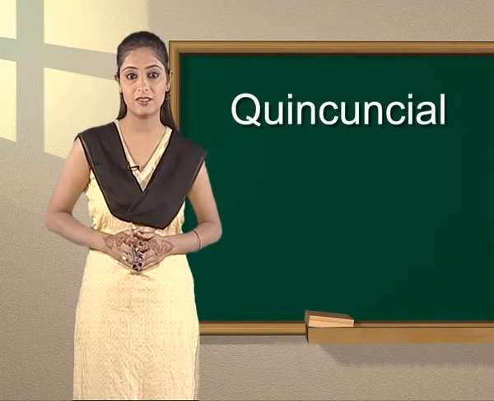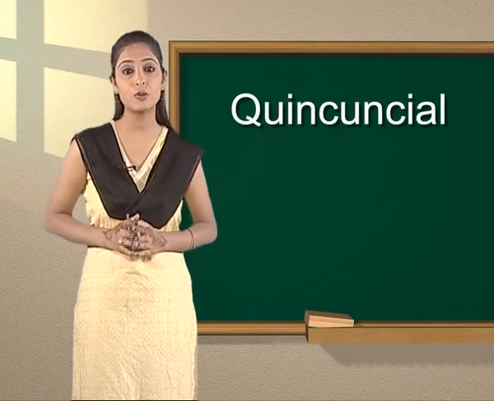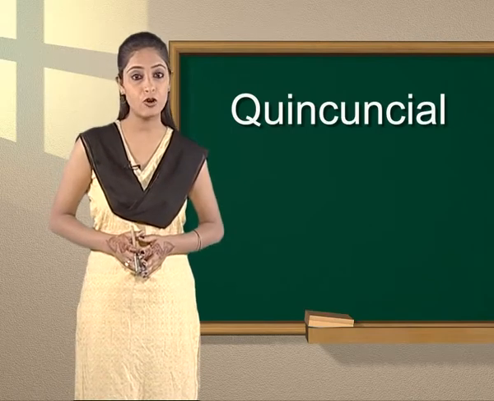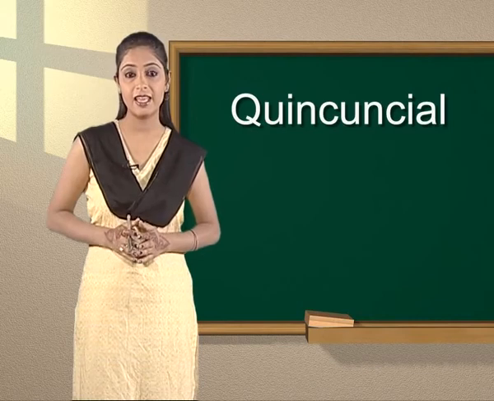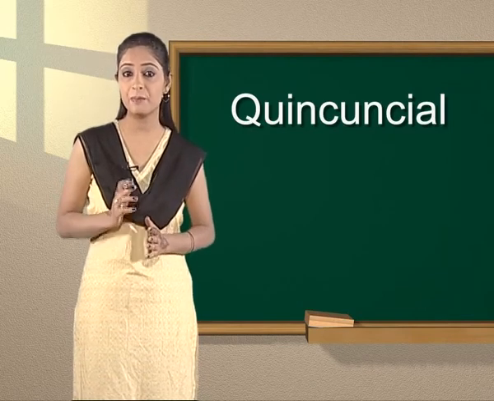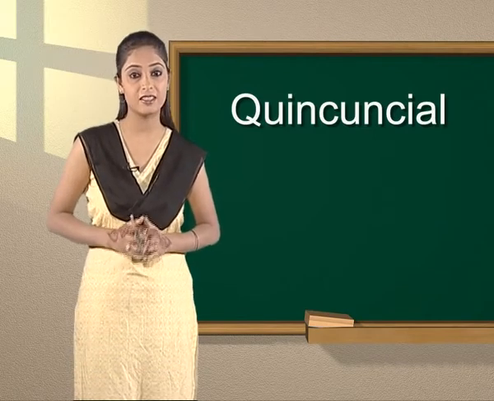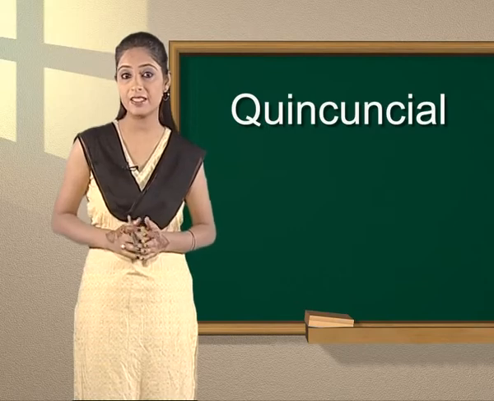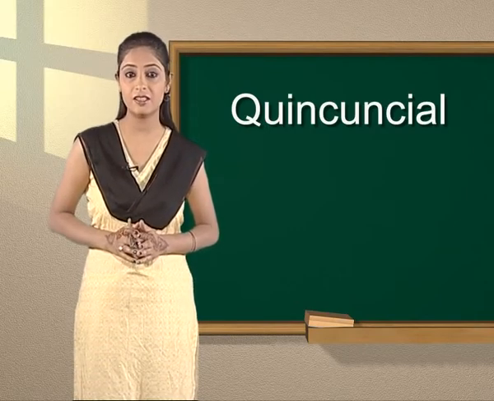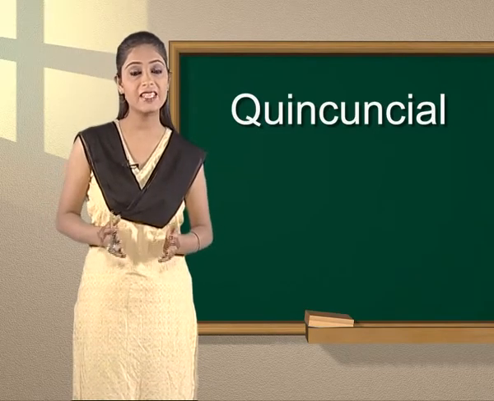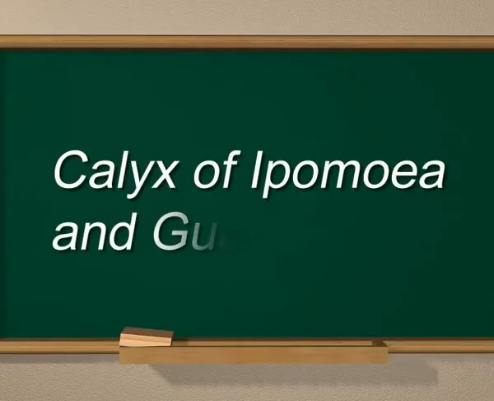The last type of estivation is quincuncial. It is also a type of twisted estivation. In this type of estivation, the petal lobes overlap in such a manner that the margins of 2 petals are completely internal and the other 2 petals are completely external, and the remaining 1 petal has one margin internal and its other margin externally placed. This type of estivation is found in calyx of Ipomoea and guava.